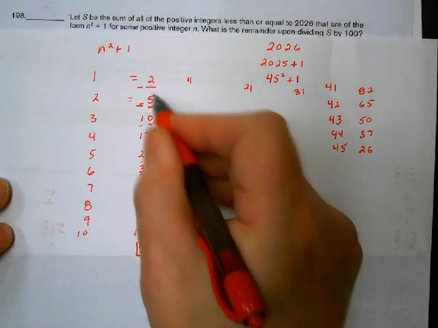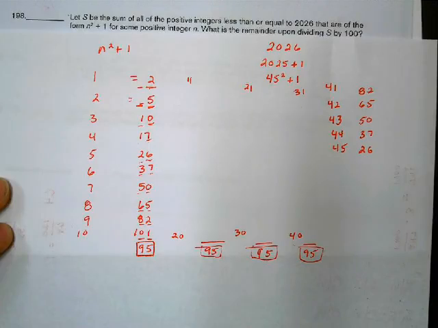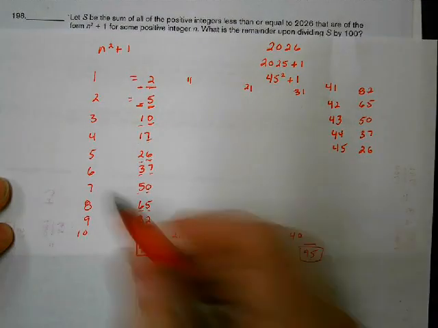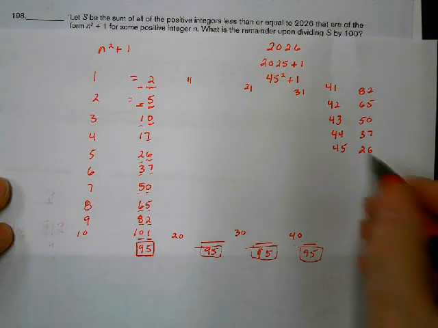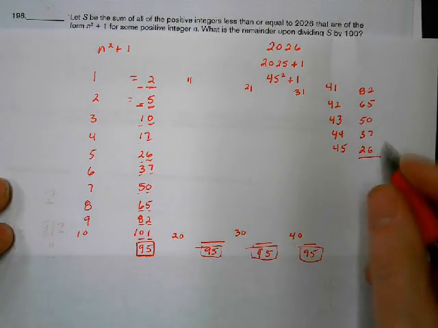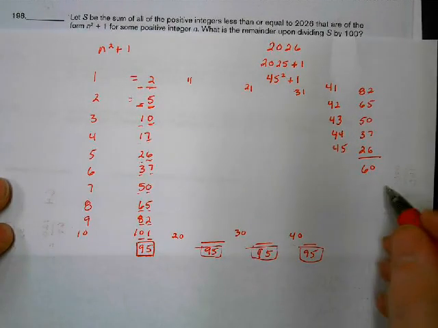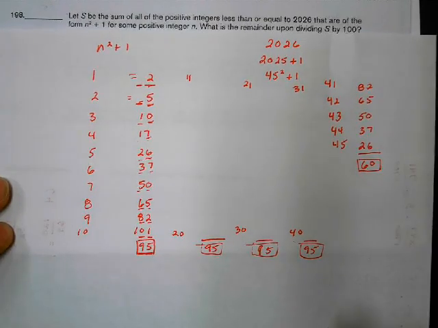These numbers here ended up being 60, just looking at the last 2 digits. So what did I do? I did 3 times 95 and then added 60 to it. So I got 380 plus 60.